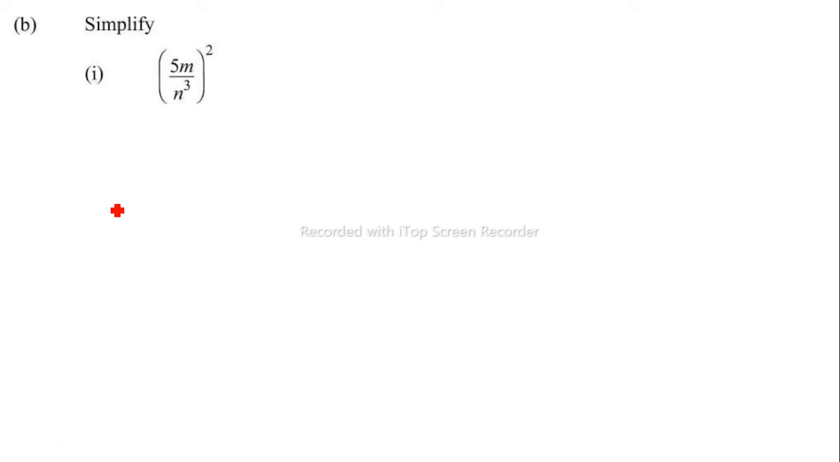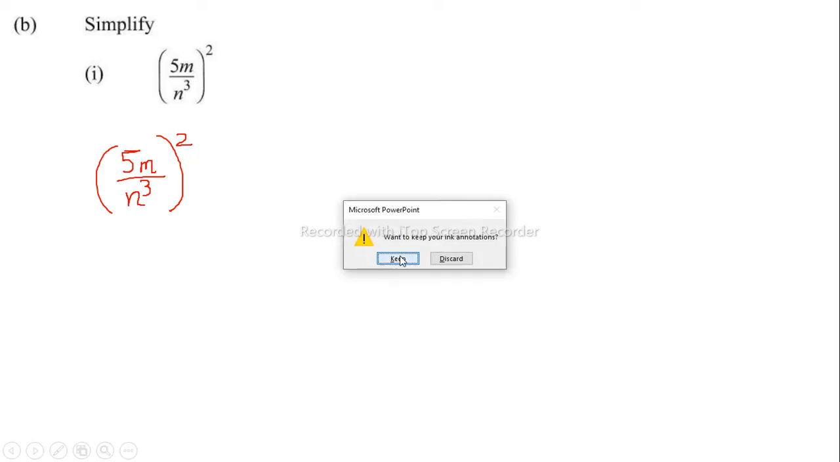So we have 5m divided by n to the third power, all squared. Now, in order to do this problem, the reason why I would teach it like this is that this is the best way to do it. If the powers become larger, this is still the best way, as opposed to doing it another way.